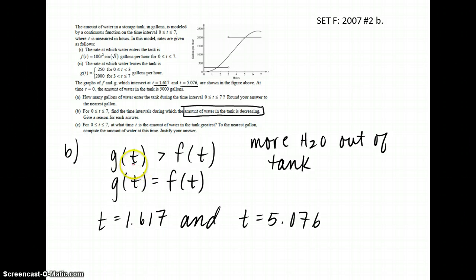Okay, now look at it graphically. G of t is the piecewise function. So notice that at 1.6, G is above the function f. So the amount coming out of the tank is on top of, it's bigger than the amount of water entering the tank. And then at 5.07, again, notice here, out is more than, it's on top of the graph of f. So we can verify that those points of intersection are the answer as well.